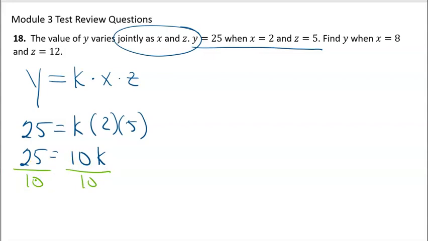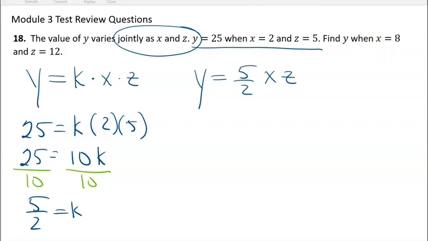Now you can keep that as a fraction, lowest terms. You could type it in your calculator and get a decimal version. If you don't round, that's the best way to go. Because if you round your k, that means your answer is always going to be off in the end. So it's best to never round k. Leave it as a fraction if you have to. But 5 goes into both of those, so that'd be 5 halves is equal to k. Or 2.5 is equal to k. That works too. So y is equal to 5 halves, or 2.5xz.